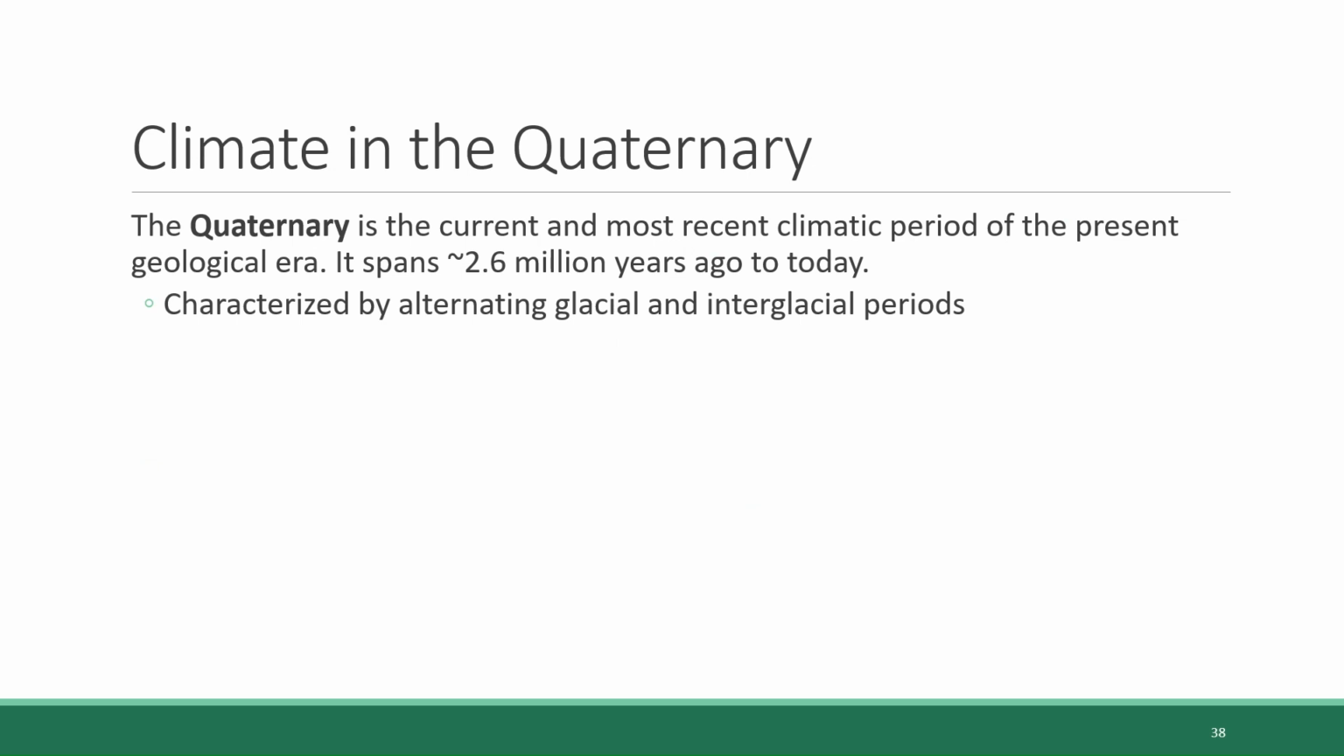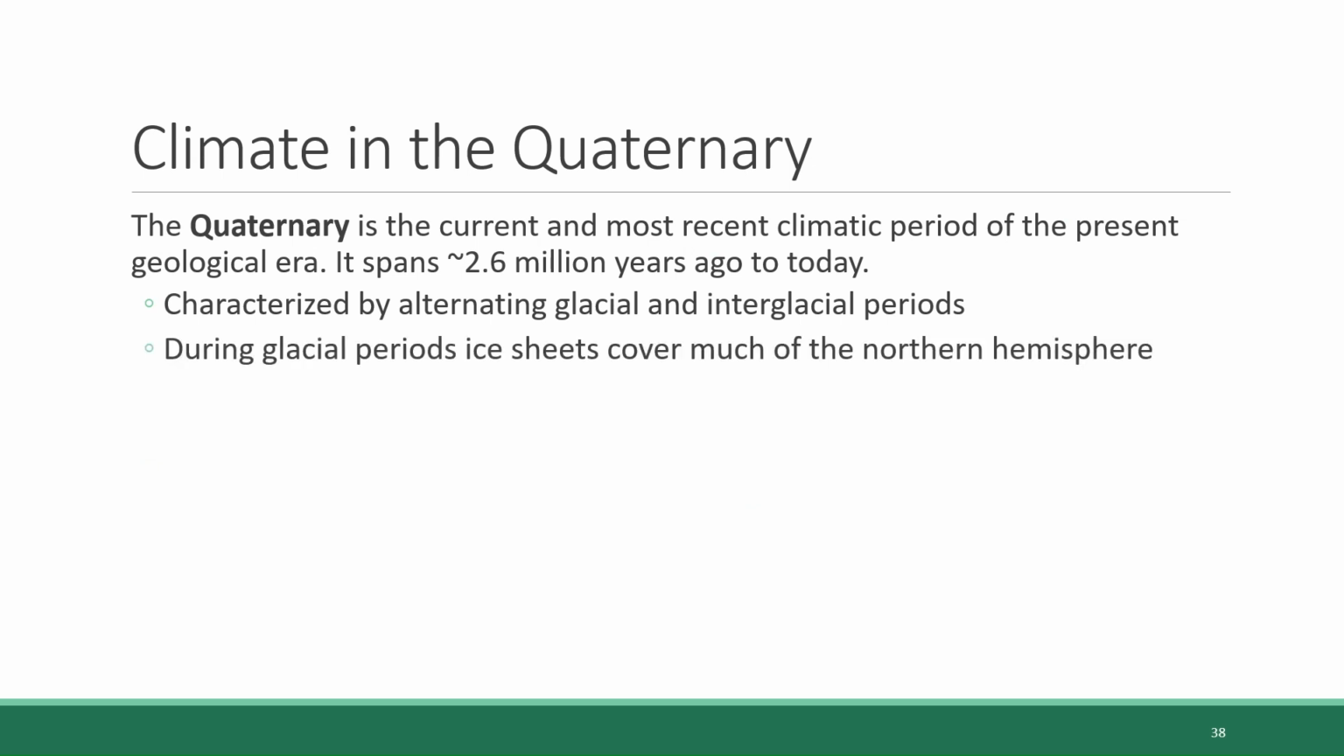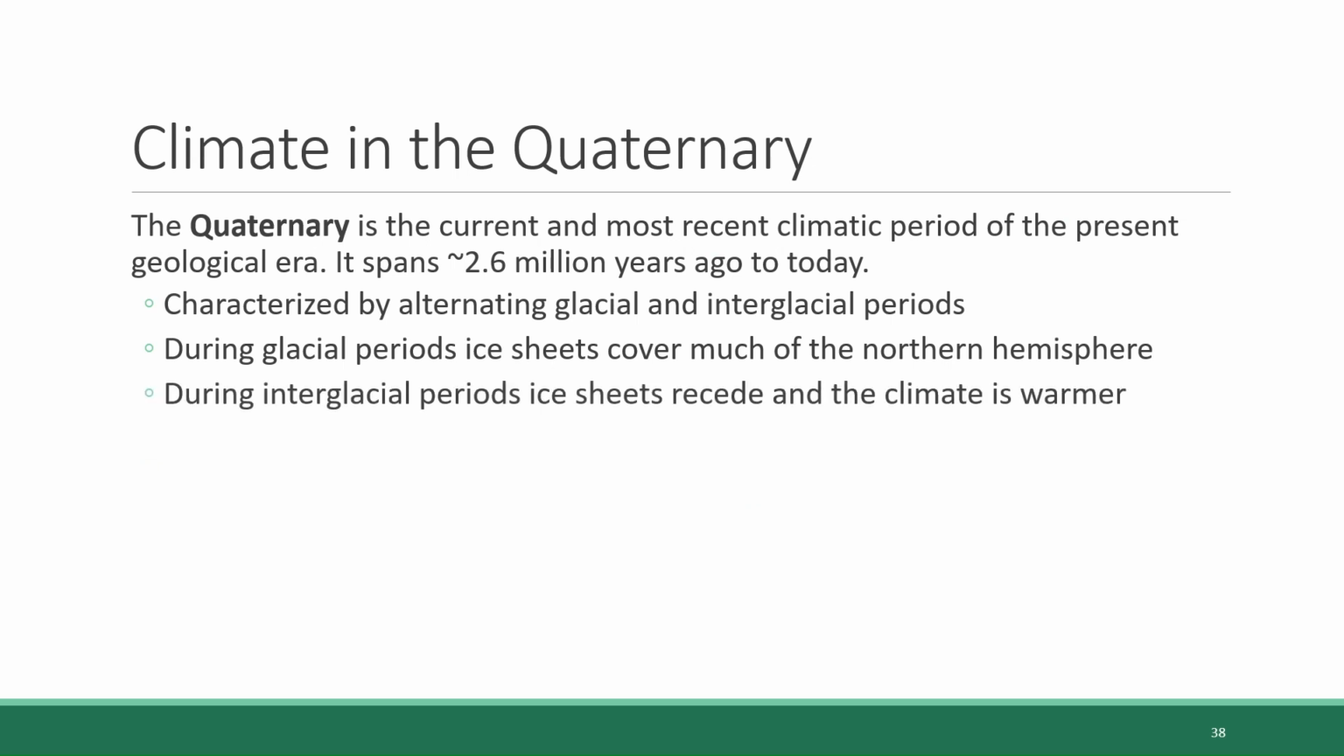Climate during the Quaternary has not been static. It's characterized by alternating glacial and interglacial periods. During glacial periods, ice sheets have covered much of the northern hemisphere, while during interglacial periods, those ice sheets recede and the climate is warmer. Right now, and for about the past 12,000 years, we have been in an interglacial period called the Holocene.